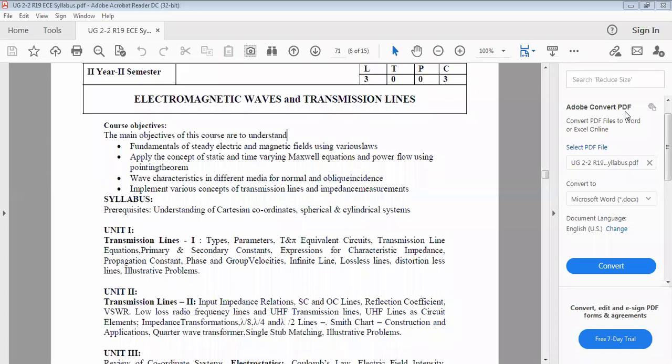Those parameters are called primary constants: resistance, conductance, inductance, and capacitance, or LGC. They are very, very important in transmission lines. Similarly, secondary constants are also there. But what is the difference between the primary constants and secondary constants?